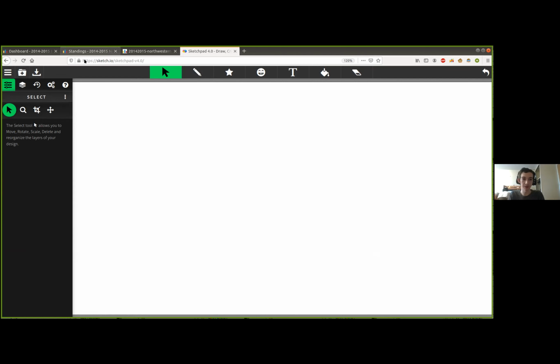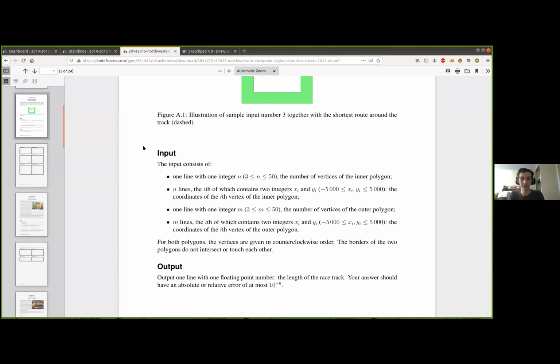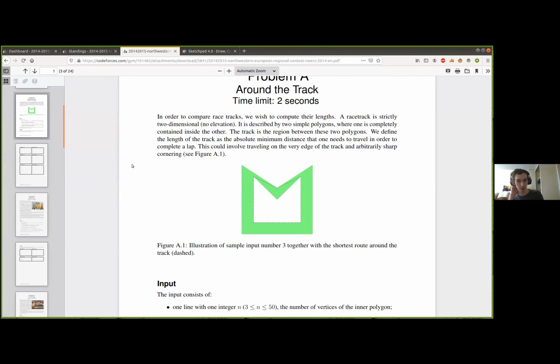So I thought this problem was pretty interesting. It's pretty hard to get it right. Cool.